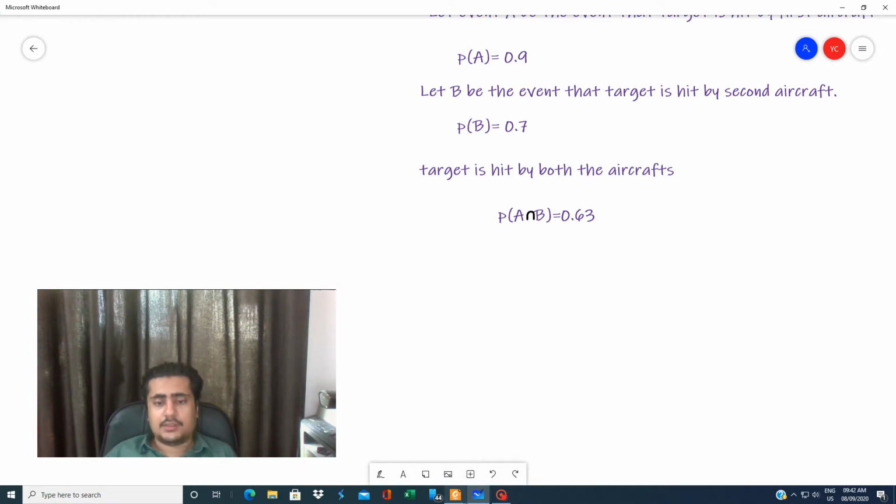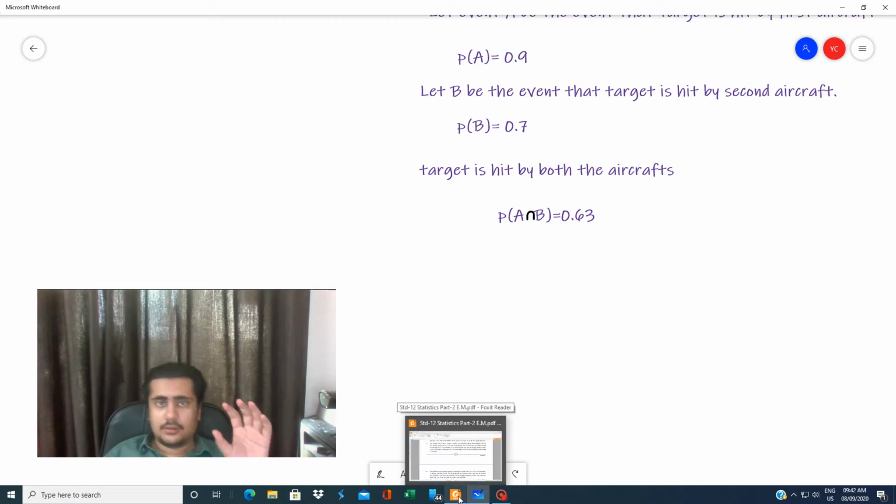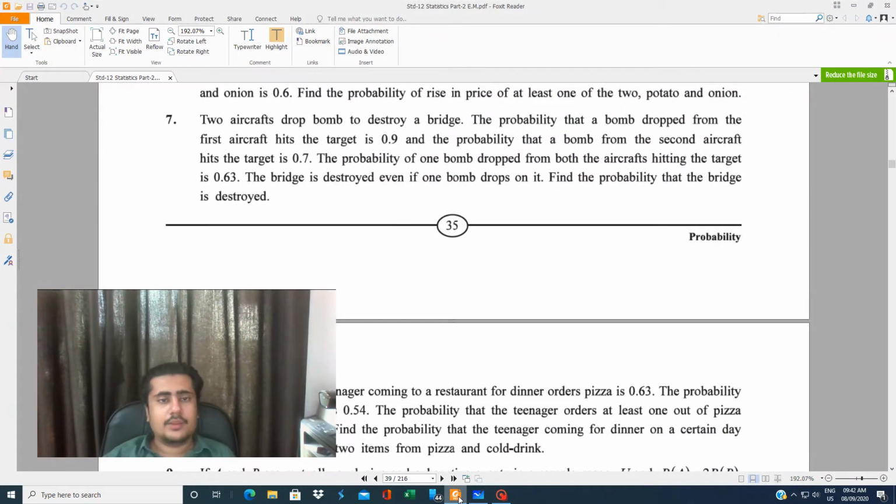Now, what is asked to you? Okay, this is the data given in the question, or you can say information given in the question. What is the question? The bridge is destroyed even if one bomb drops on it. So, listen. If you are throwing one bomb, bridge will destroy. If you are throwing two bombs, then obviously bridge will destroy. Find the probability that bridge is destroyed.